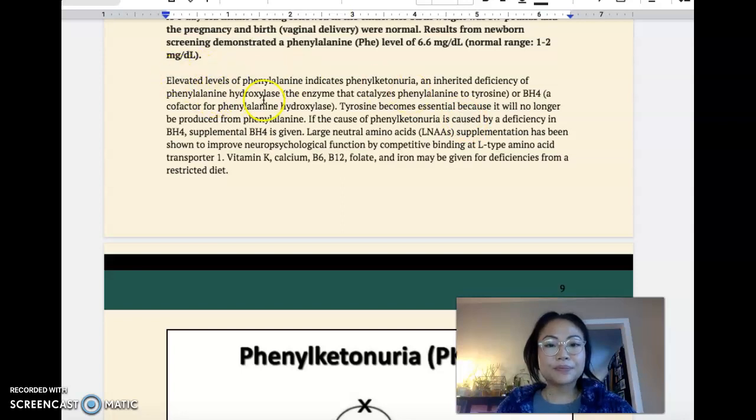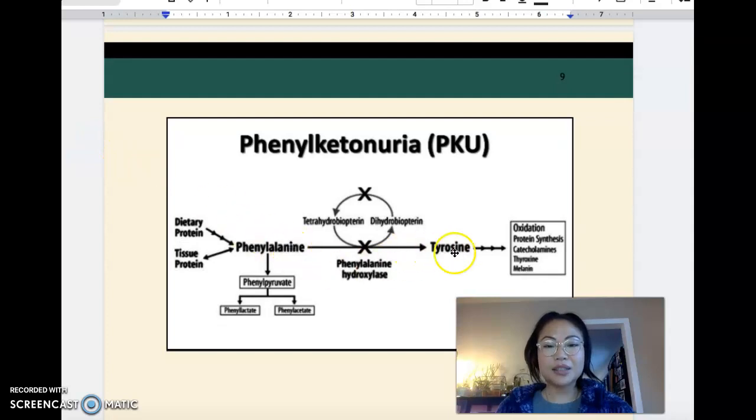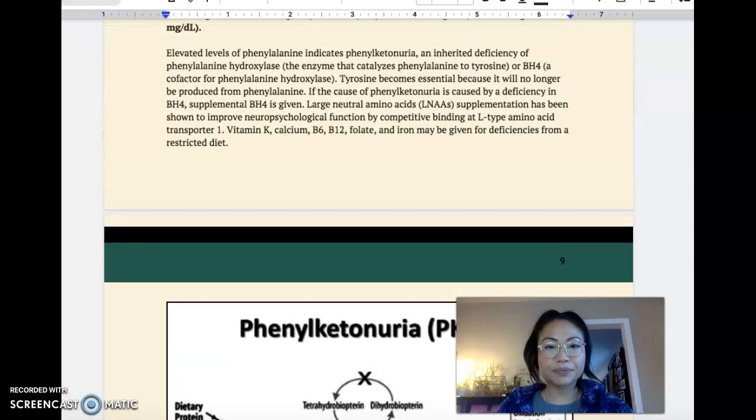Let's see. So the other thing that could be causing this as well is if this baby has a BH4 deficiency, and BH4 is the cofactor for phenylalanine hydroxylase. So for phenylalanine to be catalyzed into tyrosine, we need BH4 as well as this enzyme. So if phenylketonuria is caused by a deficiency in BH4, we just go ahead and supplement BH4.